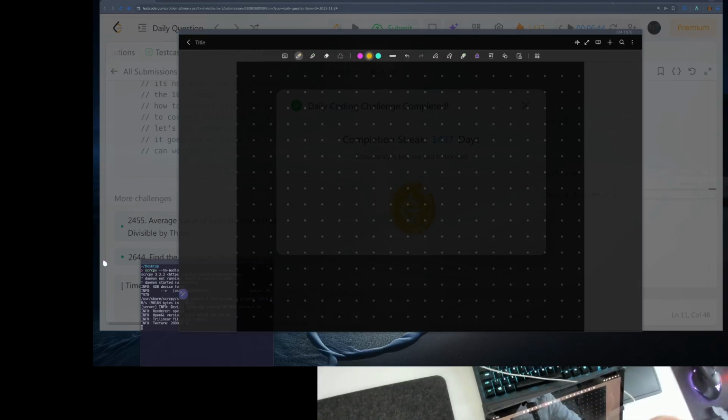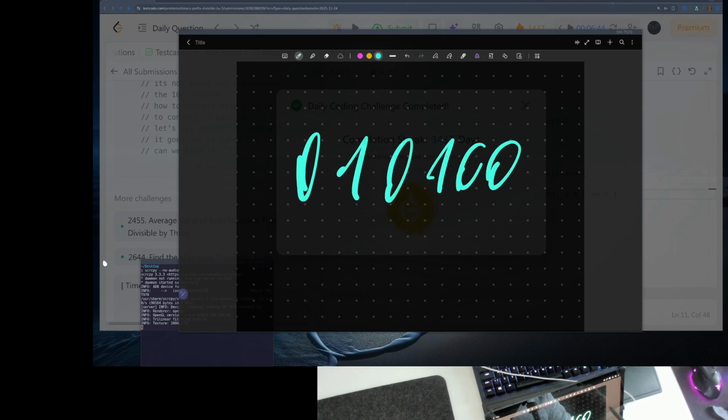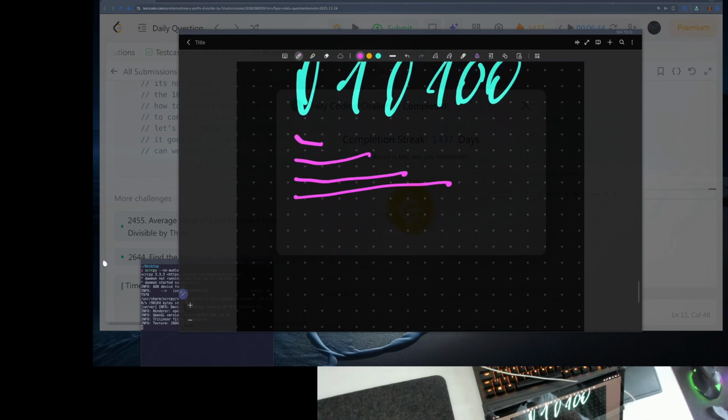We have an easy problem today. It is a binary array, and we are asked to calculate if any or all binary representations of prefixes are divisible by 5. So the result is true, false, and so on.